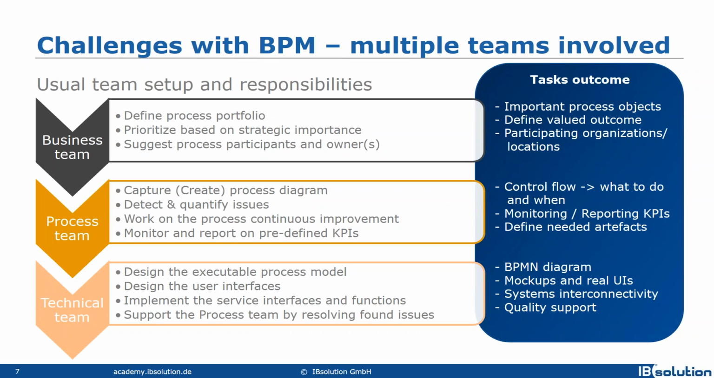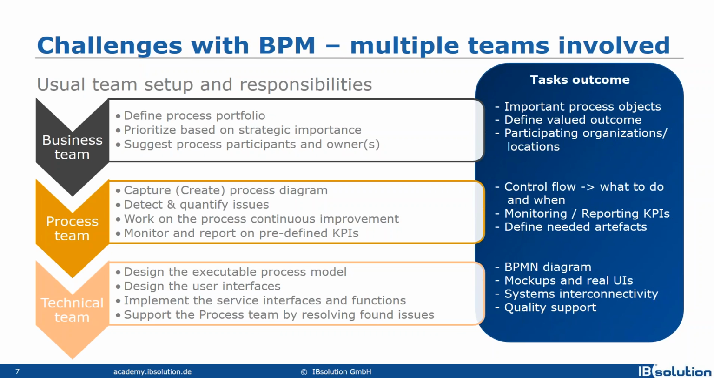And once the process is live, of course, they will also be required to support the process team in resolving any issues that might be found within the process flow. There are specific task outcomes that are aligned to each of those teams, and you can see those on the right-hand side. So important process objects have to be defined by the business team, as we already spoke about that.